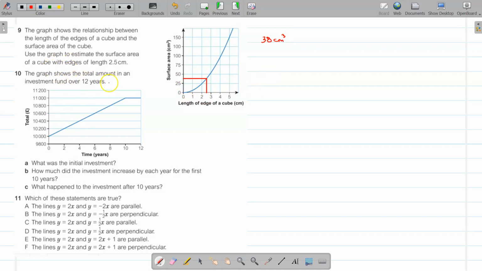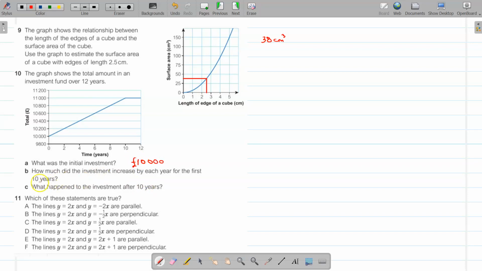Number 10, the graph shows the total amount in an investment fund over 12 years. What's the initial investment? Well, the initial investment was £10,000 because that was at the beginning of the time period. So that's easy, £10,000. Okay, that goes in there.